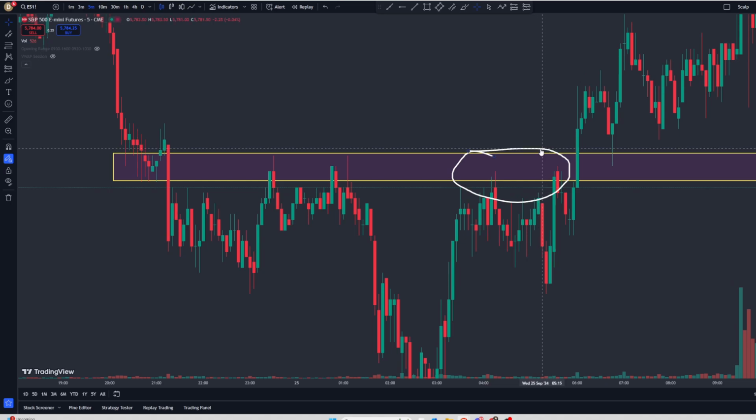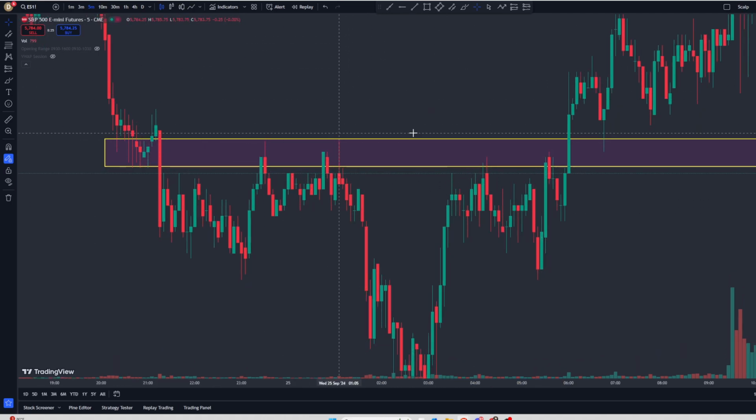Depends on how many contracts you get. You can make a decent amount of money on those plays. But that's just one area, right? So now we're seeing this is an area of resistance because we are seeing rejections in this area.